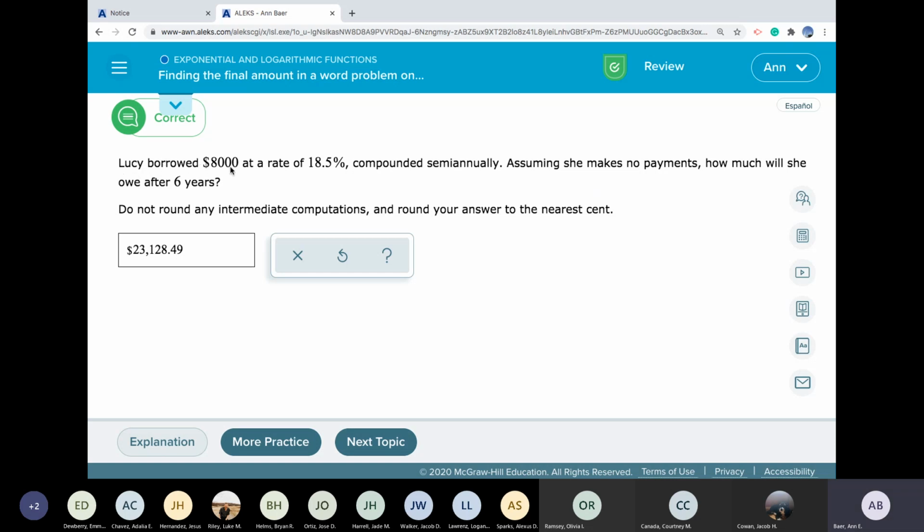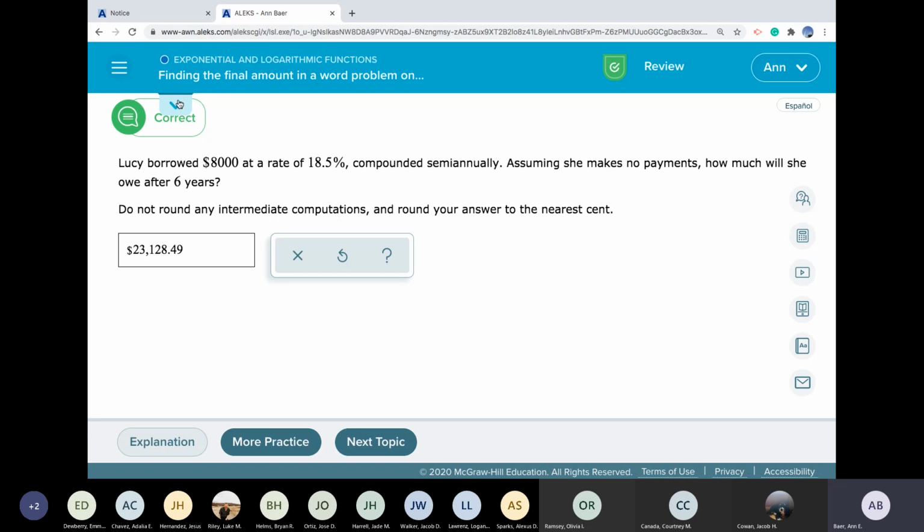Lucy borrowed $8,000 at a rate of 18.5% compounded semi-annually. I'm not seeing the word continuously. Assuming she makes no payments, how much will she owe after 6 years? Still not seeing the word continuously. And do not round any intermediate computations. We don't need to read that.